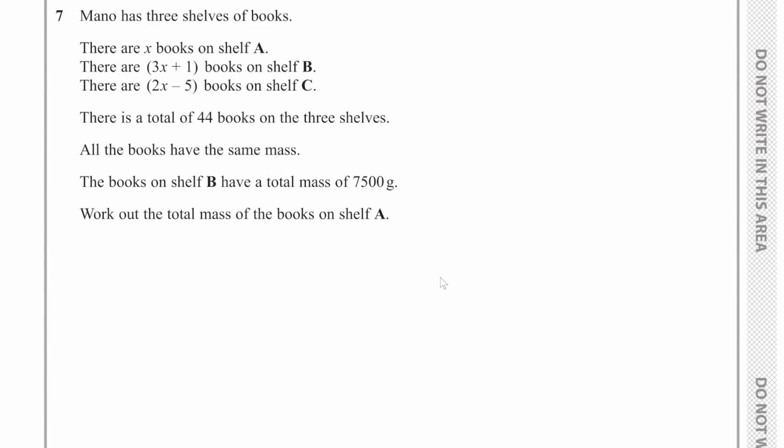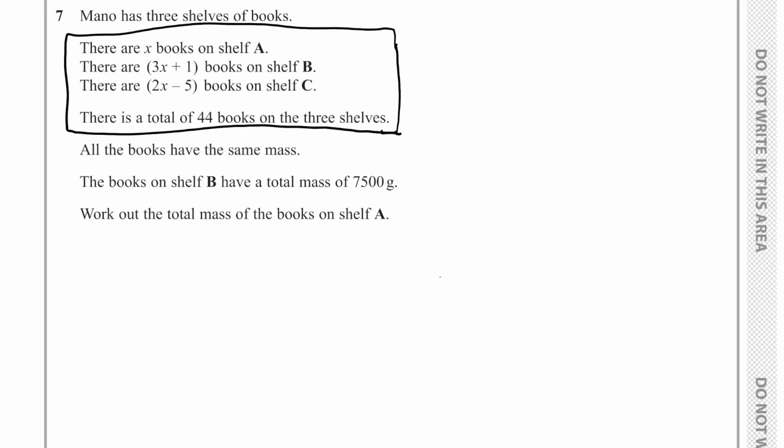Question 7. Mano has 3 shelves of books. There are X books on shelf A, 3x plus 1 on shelf B, and 2x minus 5 on shelf C. There is a total of 44 books on the 3 shelves. All the books have the same mass. The books on shelf B have a total mass of 7,500 grams. Work out the total mass of the books on shelf A. So we need to do this one step at a time. We just need to work out the number of books on each shelf first, and then we'll deal with the mass afterwards. So we're going to form an equation.